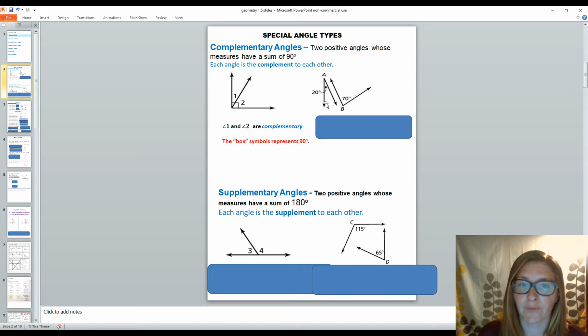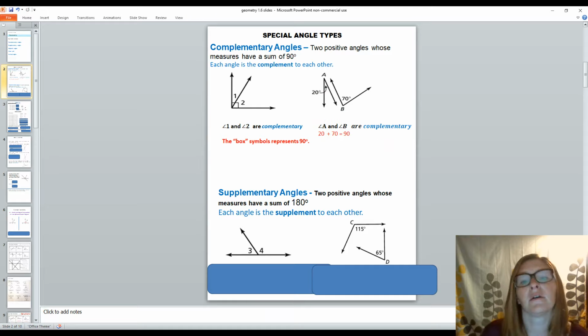In the second example for complementary, I have 20 degrees and 70. When I add them together, that is 90 degrees again. So here I can say angle A and angle B are complementary because I can add the two together to make 90. Notice in the second example that the angles are not connected, and that is okay. Complementary angles do not need to be connected to have the term complementary.